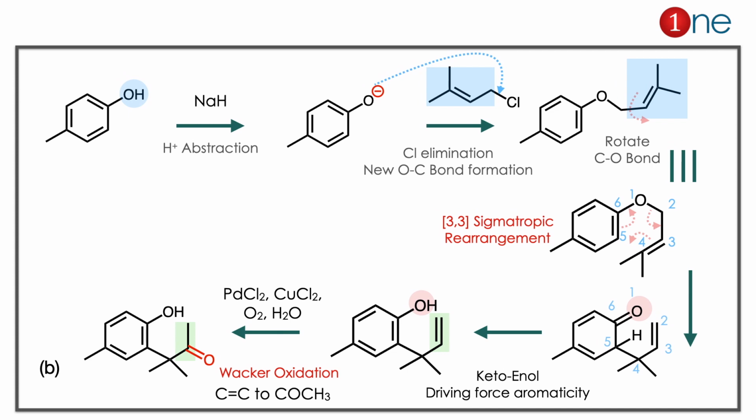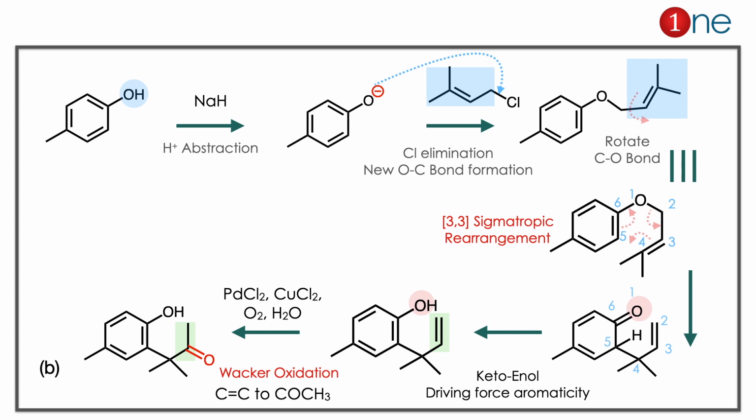The starting material, you have alcohol, you are using hydride. Hydride abstracts the proton, you have the anion. Next step, you have the reactant, which is alkene with chloride. So O- attacks the chlorine position, you have the new OC bond formation. The chlorine eliminates there. Then if you rotate the CO bond, because there is a terminal alkene, there is a possibility of sigmatropic rearrangement. If you rotate it nicely, you have the 6-member possibility, the electron transfer possibility. So if you switch over the electrons, the sigmatropic rearrangement occurs.